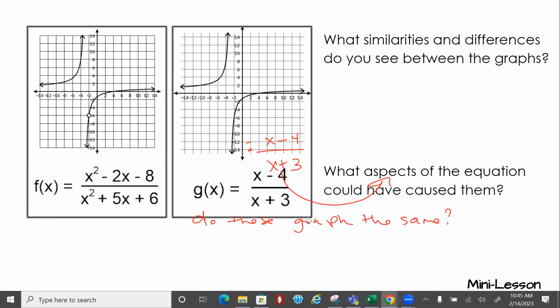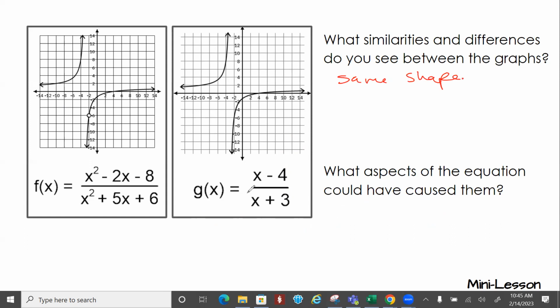So what I want you to look at, okay, what similarities and differences do you see between the graphs? On the left-hand side and on the right-hand side. They look roughly like the same graph, right? Okay, so same shape. Is there anything different about the two graphs?